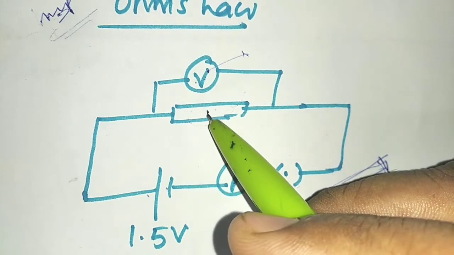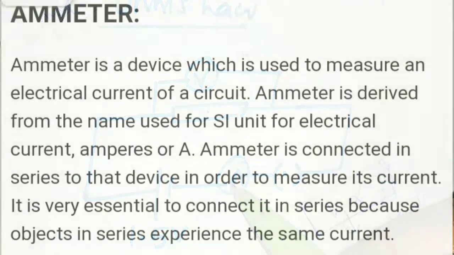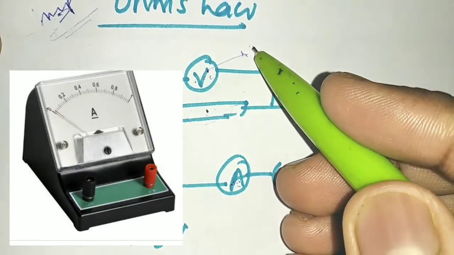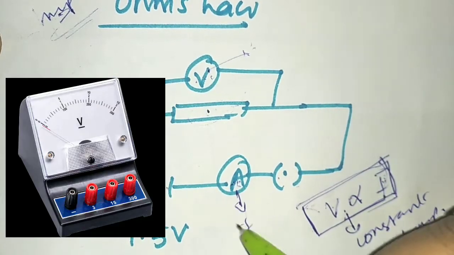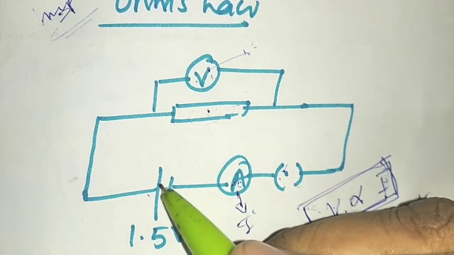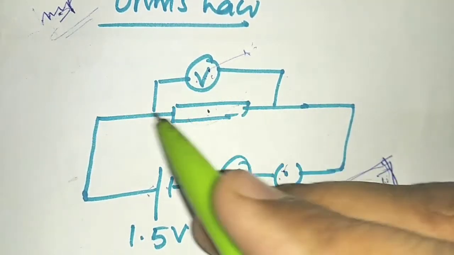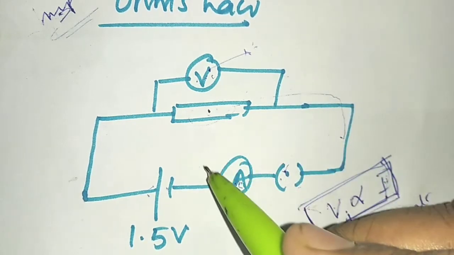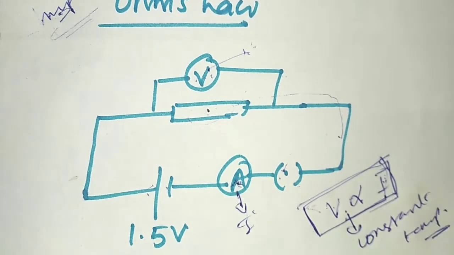Now we know that a voltmeter is a device which measures the voltage across the conductor or across the device where it is connected. An ammeter is an instrument which measures the current. Now when I switch on this key, the current starts flowing, and there will be a measurement of current in this ammeter.